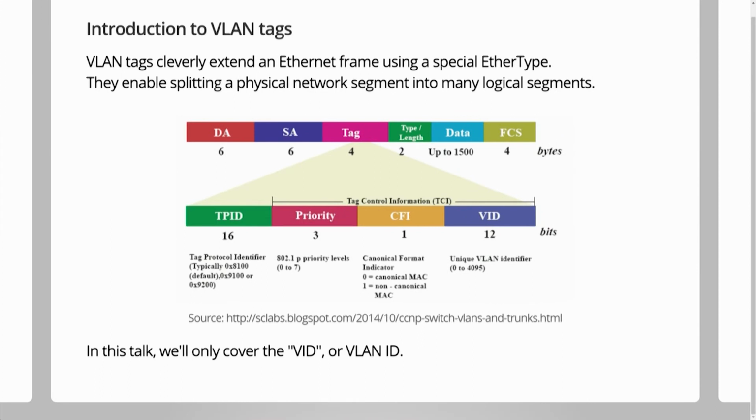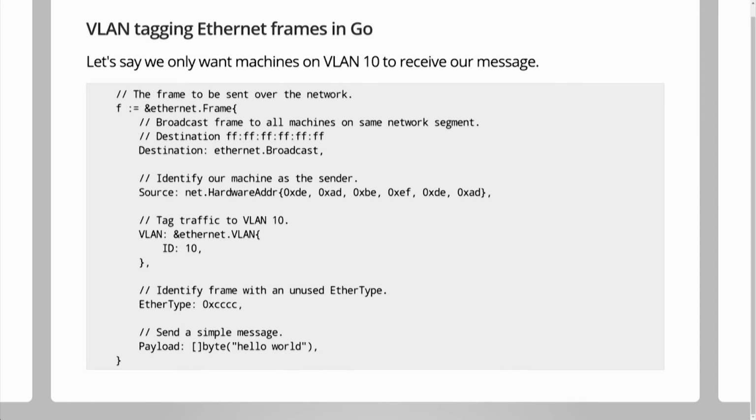So while we're here, let's talk about VLAN tags. And these are a really clever extension of the Ethernet frame that enable you to split a single physical network into many logical ones. For the purposes of this talk, we're going to focus on the VID or VLAN ID field. And this ID enables us to, like I said, partition the network into many logical segments. So let's look at our previous example, but now we only want machines that reside on VLAN 10 to receive our message. So we're going to use pretty much the exact same fields we had before, but you'll notice there's now a VLAN with the ethernet.VLAN type and an ID of 10.